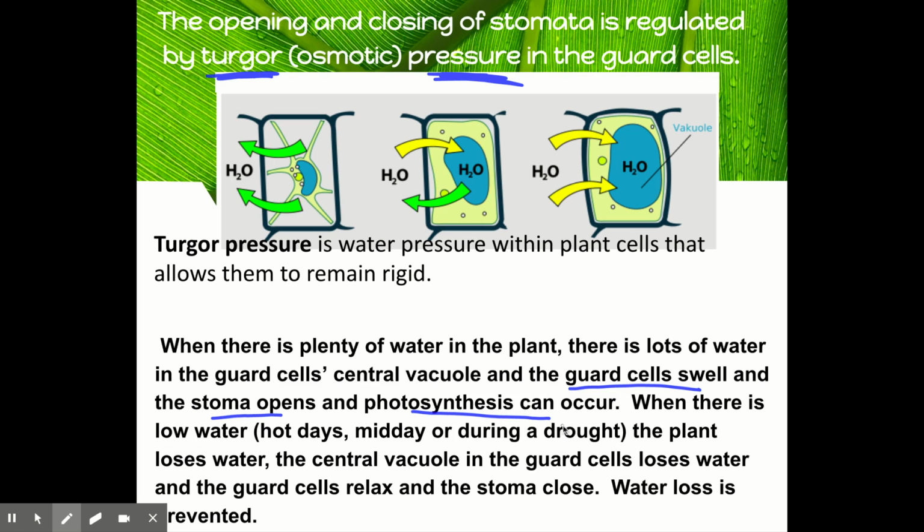Now, if there's not a lot of water, okay, the plant loses it. The central vacuole shrinks up, so it's lost a lot of water. This vacuole is all shrunken up. And the guard cells actually relax because there's not a lot of pressure in them. The stomata close up and water loss is prevented. So this process of turgor pressure and basically water entering and leaving those guard cells is what actually controls our water loss, and it also controls the stomata being open and closed, and those are all related.